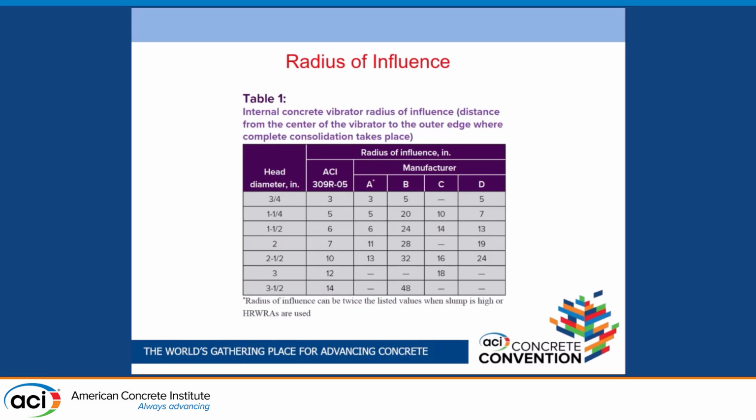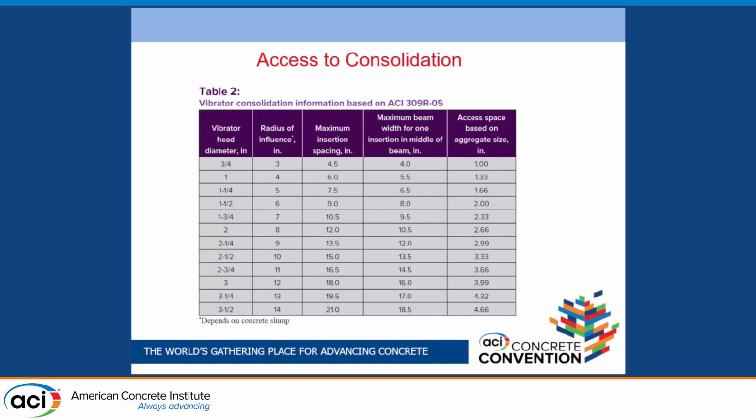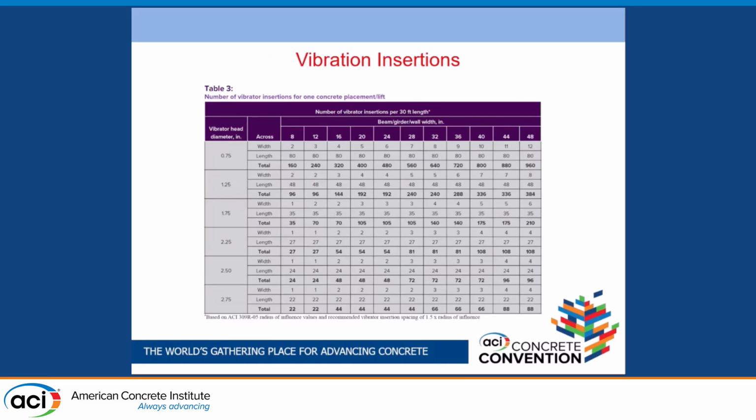We provided also information on the radius of influence, access to consolidation and vibration insertion, so you can actually use our paper to properly evaluate how many times you need to vibrate the concrete and get an idea of effort, man hours, and how much access I need. Even the sequence of vibration is important. So looking at this type of table, you can start looking more deeply at the access and the way of work.